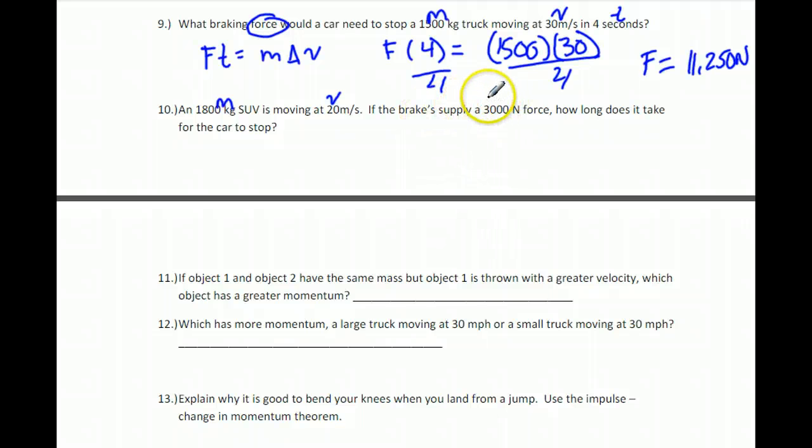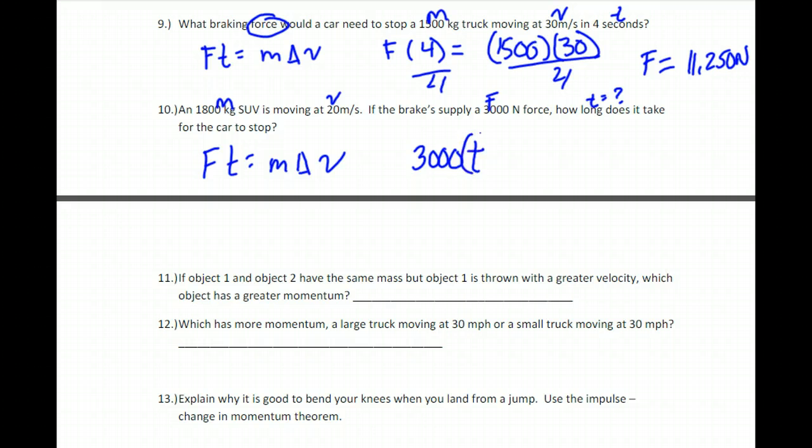Okay? An 1,800 kilogram SUV is moving at 20 meters per second. If the brakes supply a force of 3,000 newtons, how much time does it take for the car to stop? So I'm using the same formula again, Ft equals m delta V, and I'm going to plug in what I know. 3,000 T equals mass, 1,800, times my change in velocity, because I'm going from 20 meters per second to 0 meters per second. That means that I slowed down 20 meters per second. So when you solve for that, T is going to give you 12 seconds.